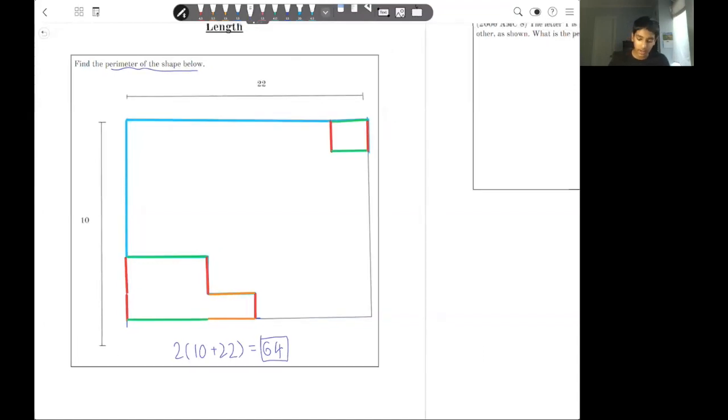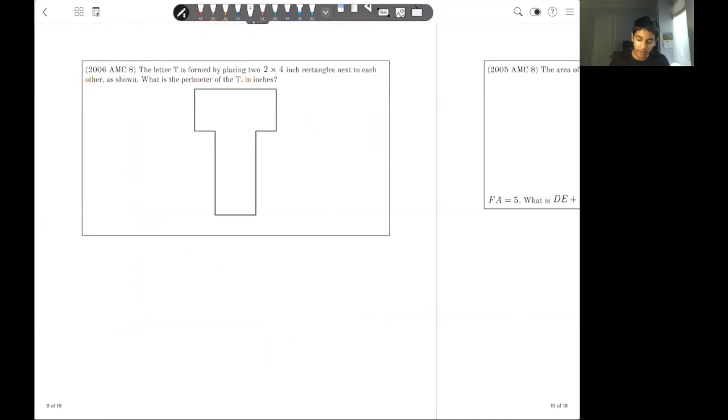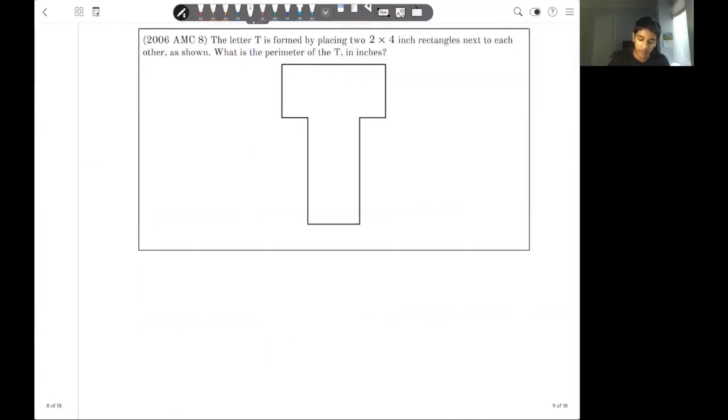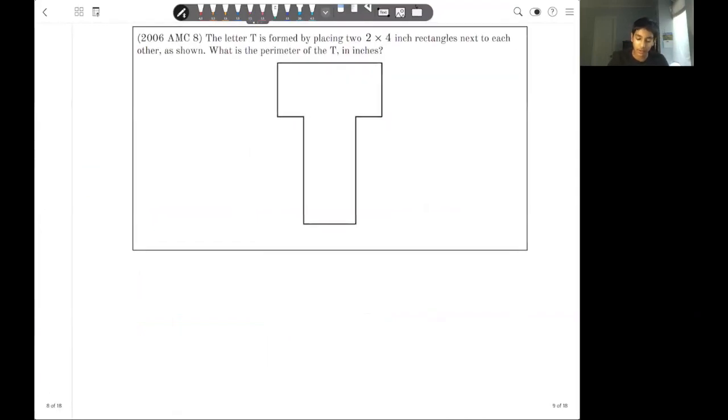Okay, so now we're going to try an AMC8 problem that uses this strategy. There are actually 2 ways to do this. I'll explain the other method first. So we have a letter T being formed by 2 2x4 rectangles, and they're asked to find the perimeter of this T shape. It's a 2x4 rectangle, so 2 by 4. This is also 2 by 4.